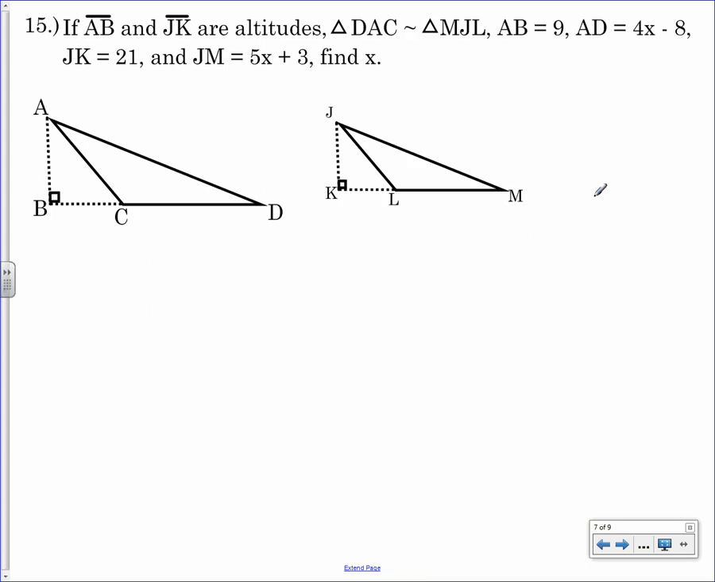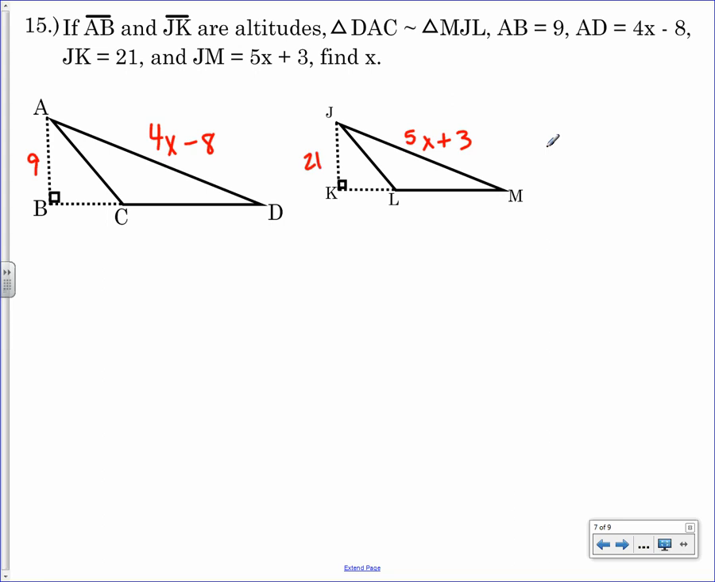Go ahead and label what you know on number 15. So like they said, AB is 9, label that kind of stuff, okay? If AB and JK are altitudes, they already told us that. They told us triangle BAC is similar to triangle MJL, so I don't have to check it, okay? So I'm just going to fill in what I know. AB is 9, AD is 4x minus 8, JK is 21, JM is 5x plus 3.